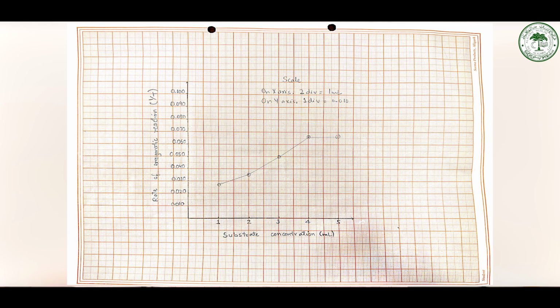As we can see, with an increase in the substrate concentration, the rate of enzymatic reaction increases, but only up to a certain level. After that, an increase in the substrate concentration has no effect on the rate of enzymatic reaction. This is because the active sites present in the enzymes are all occupied by the substrate. If we add more substrate, there are no free active sites. Therefore, after a certain point, the increase in substrate concentration does not help in increasing the rate of enzymatic reaction.